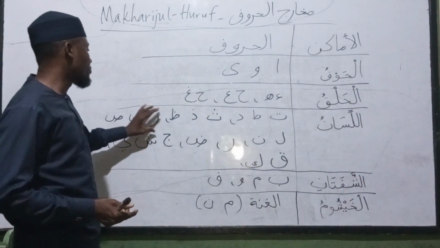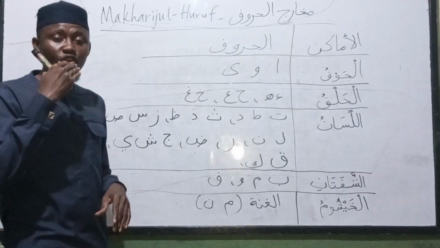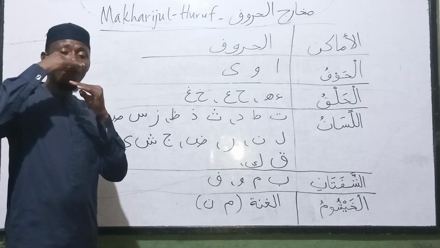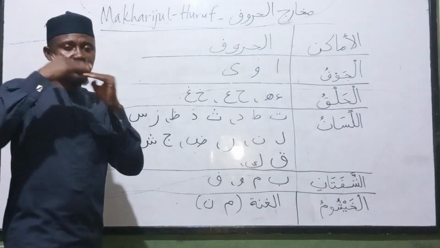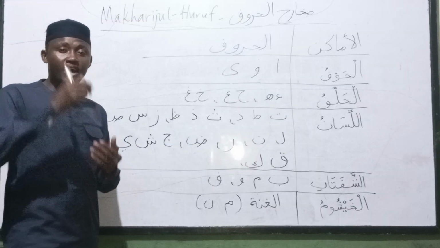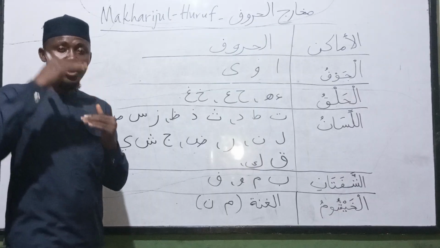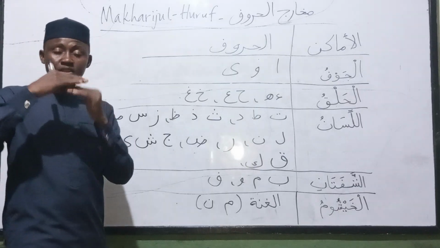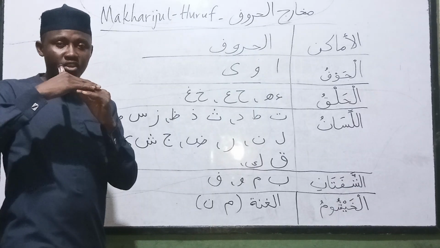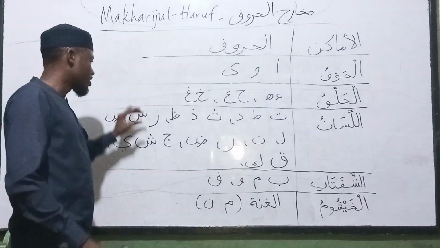So the three of them, we articulate them using the tip of the tongue and also the upper and lower part of the teeth. Look at it. As. So the three of them come together in that manner when we articulate this group.